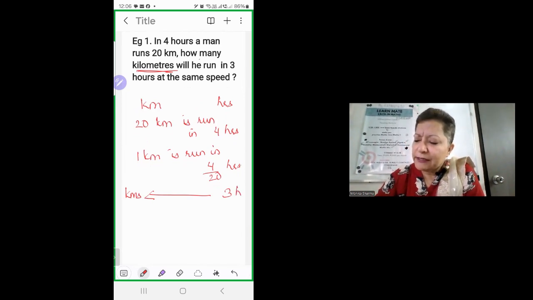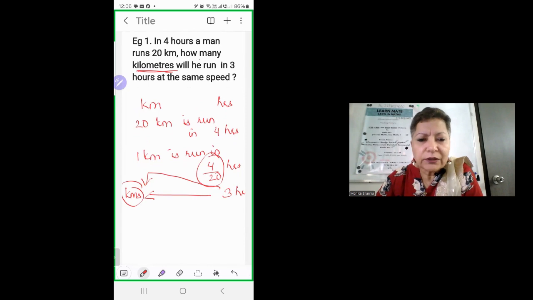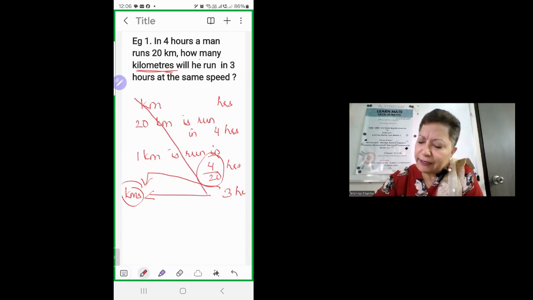I already know my hours. I need to find out my kilometers. So how would I get the kilometers from this? This is not the right way, obviously, of writing the statement. So a request to you, please try and understand that you are supposed to be writing whatever has to be found out on the right.